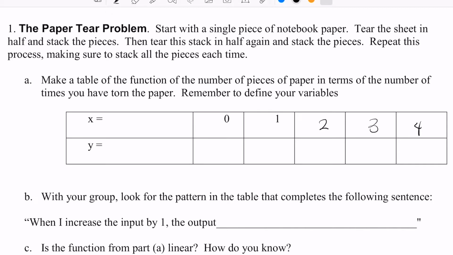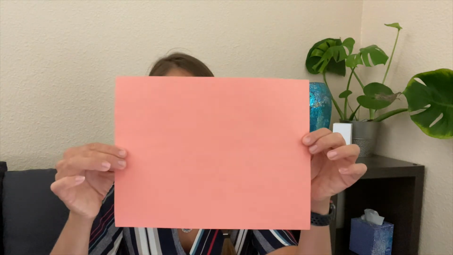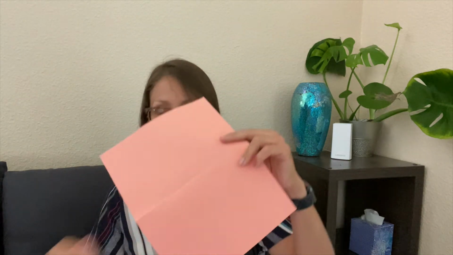Since instructions can sometimes be tricky to understand by just reading them or hearing someone read them to you, I'm going to show you how to do this. Right here I have a sheet of coral paper, and I'm going to cut it in half. To get a good half, I'm going to fold it first. I know this is called the paper tear problem, but I don't think I could do a very straight tear. So here's the first fold in half. Open it back up, and now I can cut along this fold.